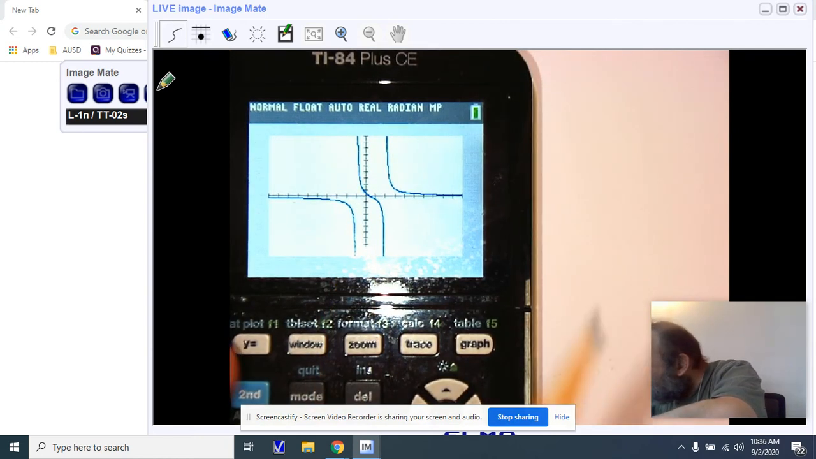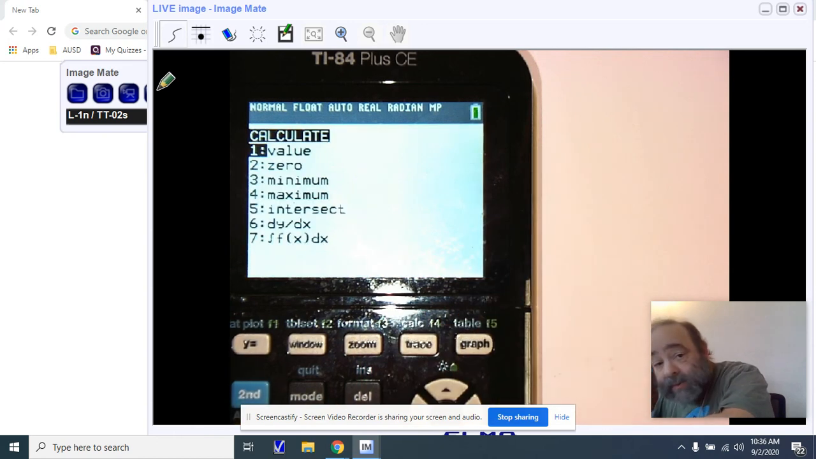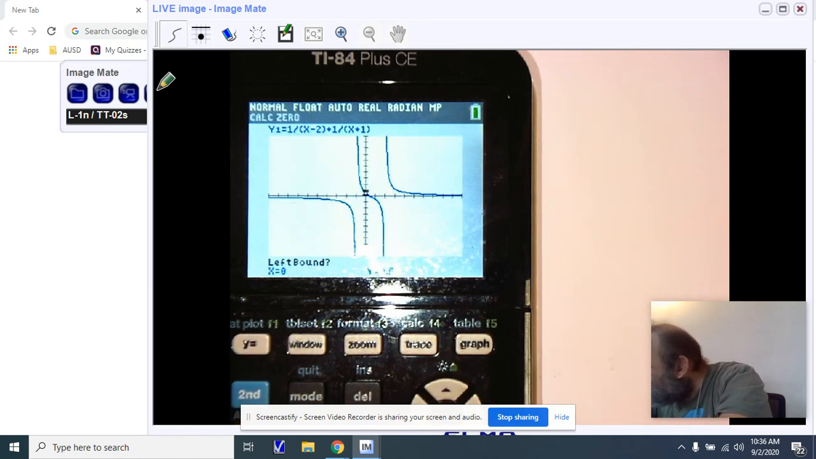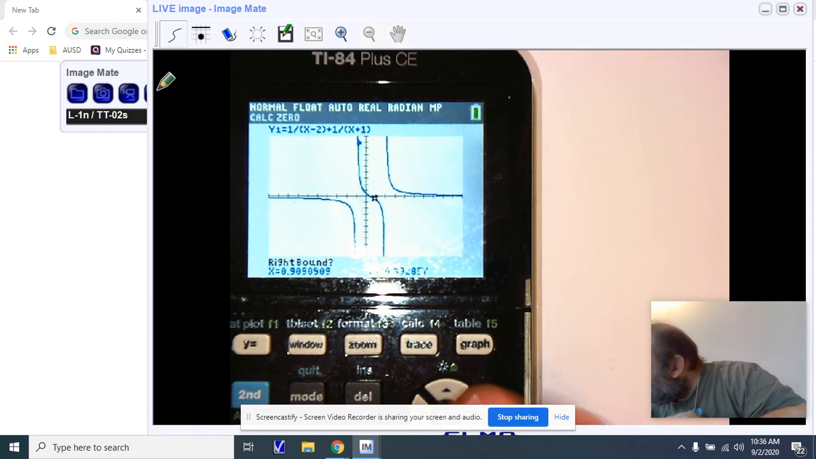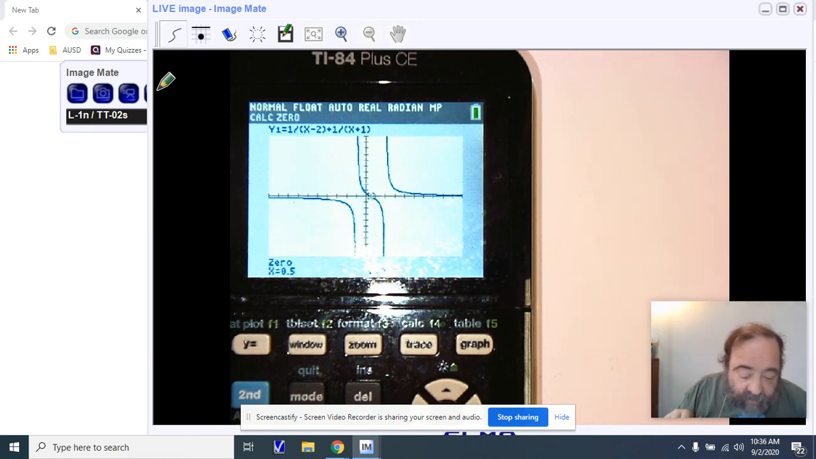So we're going to go through second trace. 0 is what we are looking for. And we need to be able to go above it so that the 0 is in between. So it's got to be in between. So above and to the right or to the left, and below and to the right. Hit enter, then move below and to the right, hit enter, followed by enter. You'll notice our solution is 0.5 or 1/2.